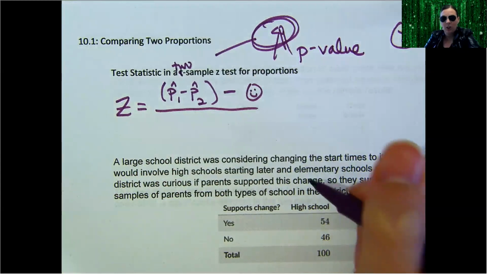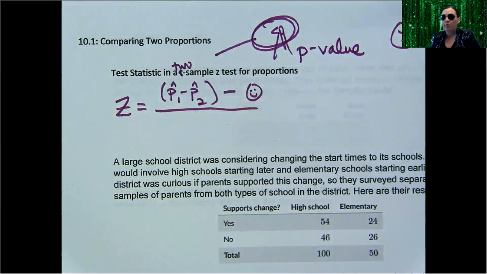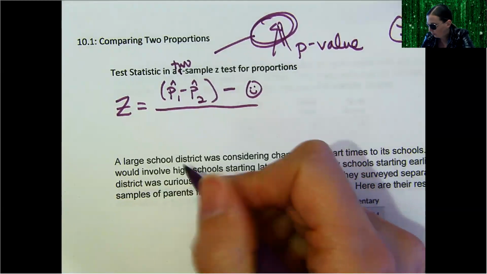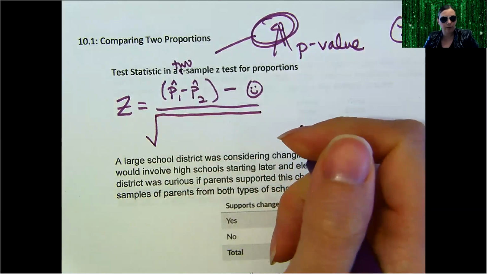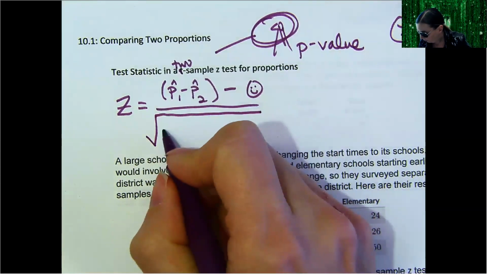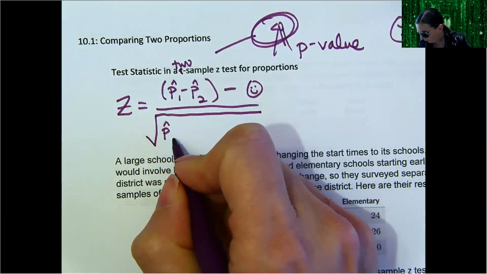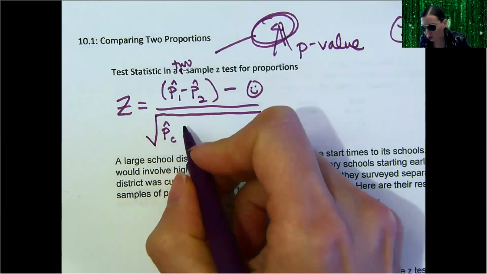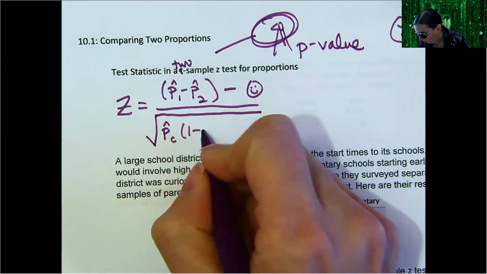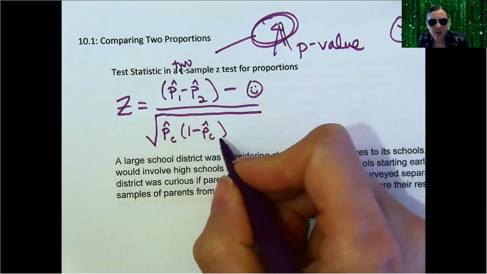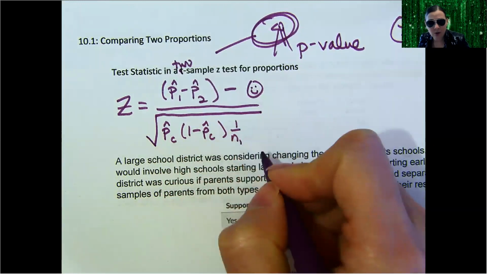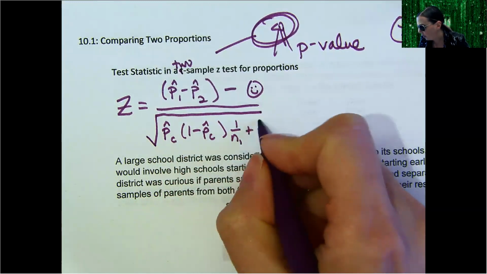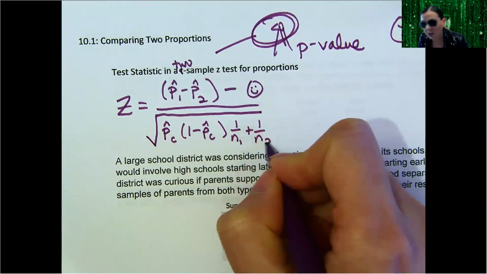Now, the denominator, you're not going to like this formula. It's on the formula sheet, so you can look it up. Don't be scared. We've got our giant square root. We've got to combine our proportions. Do the complement to our combined proportions. Times 1 over the sample size of N1 plus 1 over the sample size of N2.